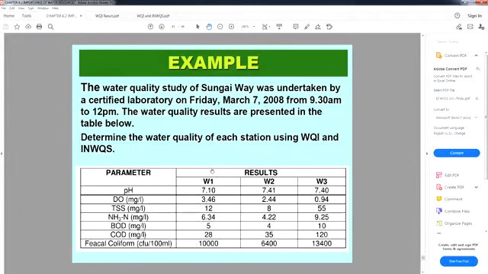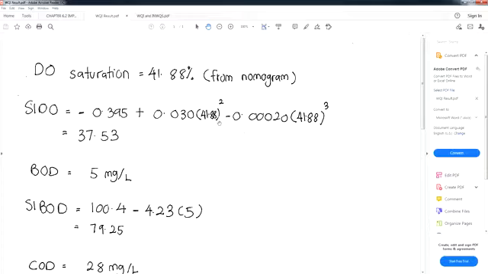I will show you the example for W1. So W2 and W3, you try to do on your own, you calculate. So now for W1, first we want to calculate the WQI. You want to use the WQI. Okay, so this is the example. I already calculated for you. Okay, how to calculate the WQI for this data.